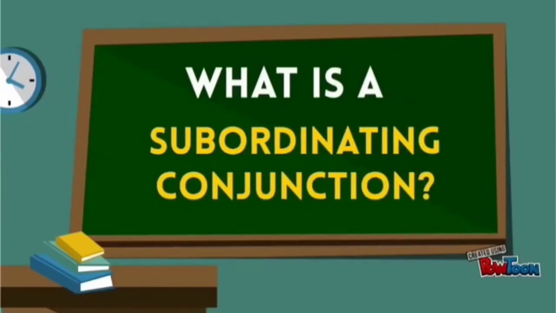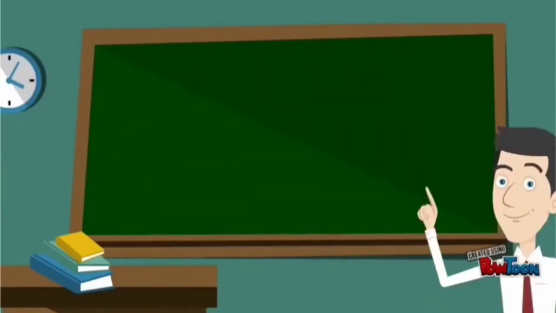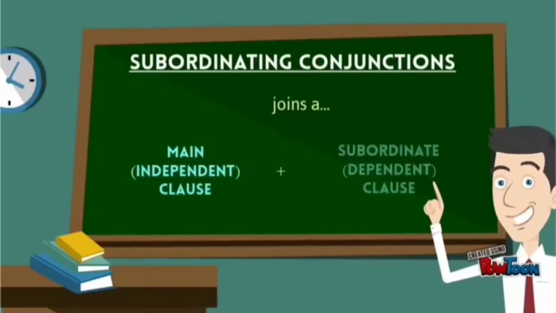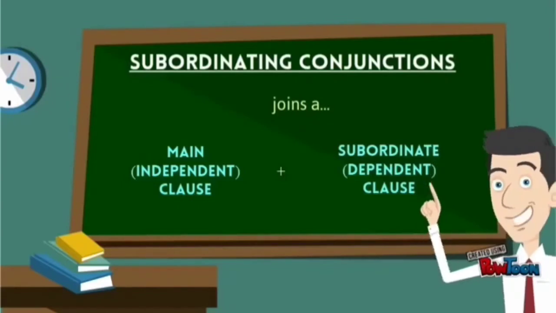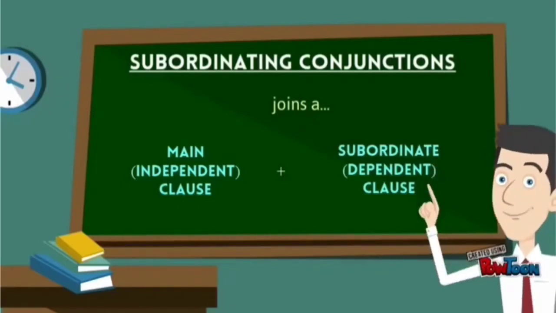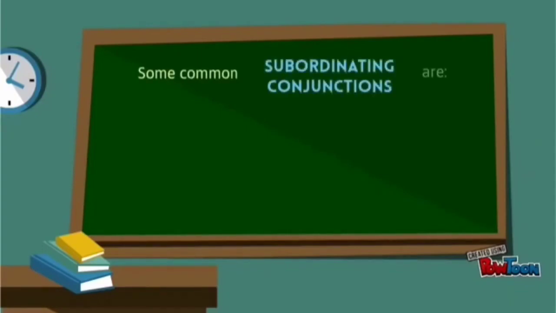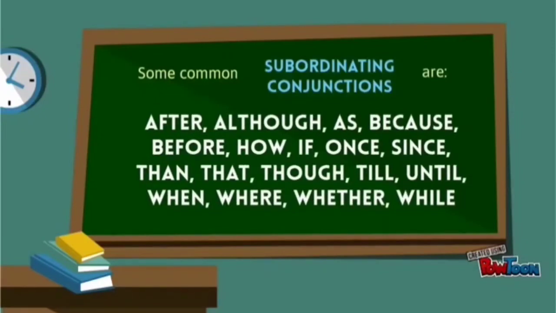What is a subordinating conjunction? A subordinating conjunction joins a main clause or independent clause and a subordinate clause or dependent clause. Some common subordinating conjunctions are after, although, as, because, before, how, if, once, since, than, that, though, till, until, when, where, whether, while.